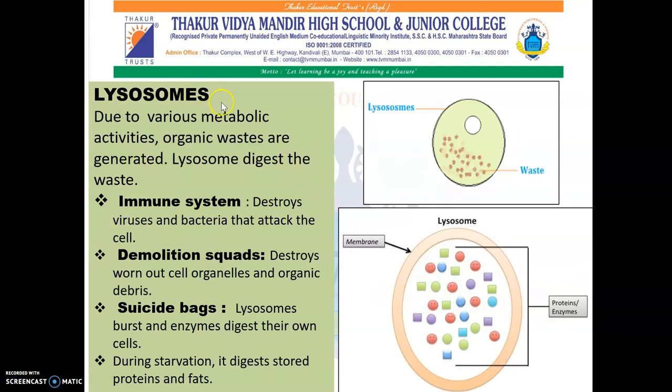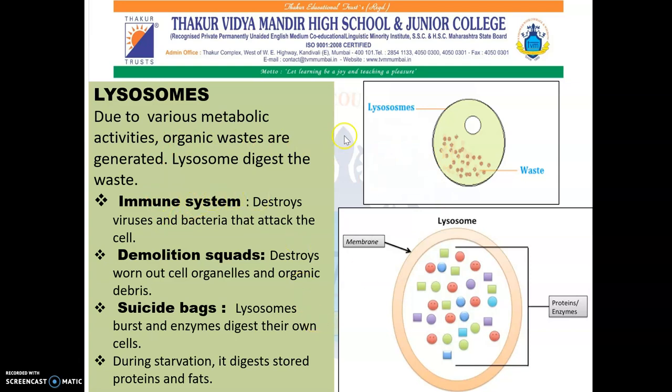Next is lysosomes. Lysosomes are simple single membrane bound sacs filled with digestive enzymes, as you can see over here in this picture. Due to the various metabolic activities in the cell, organic waste is generated and lysosome digests the waste. Let us see various functions of lysosomes.